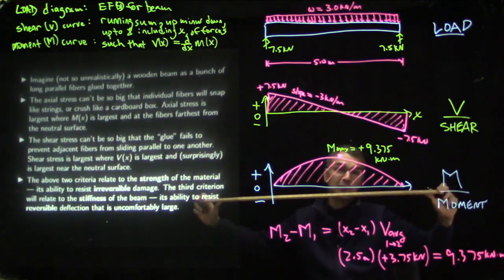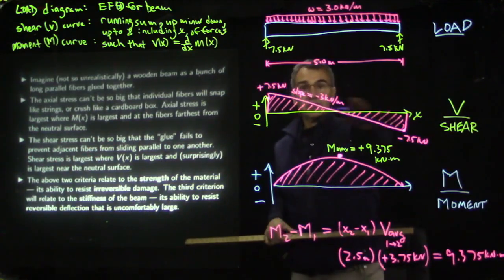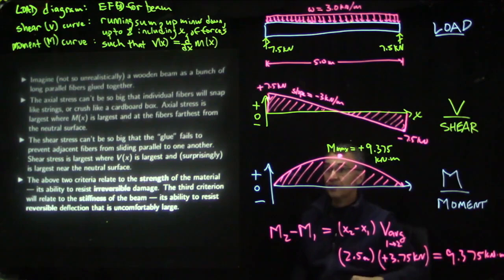So if you put a bunch of glue between your deck of cards and then you bend it like this, you can see if you bend it too much, the glue fails. So you don't want the shear stress to be so big that the glue fails to prevent adjacent fibers from sliding past each other. So the shear stress turns out to be largest where this shear diagram is largest. And actually, one thing that's surprising is that it's largest near the neutral surface. So we'll see that very briefly next time.